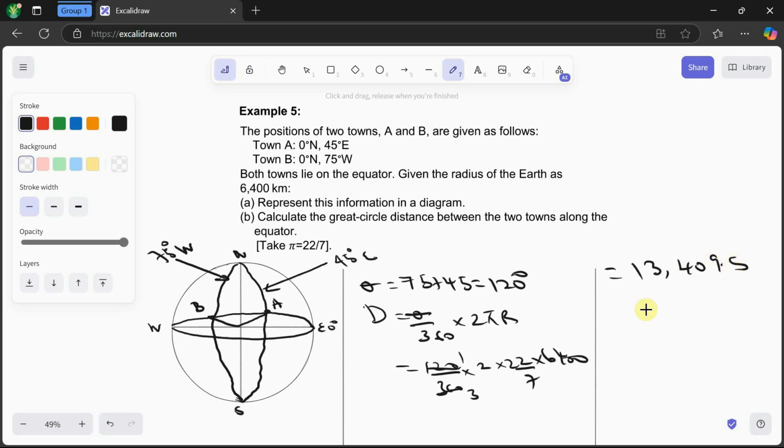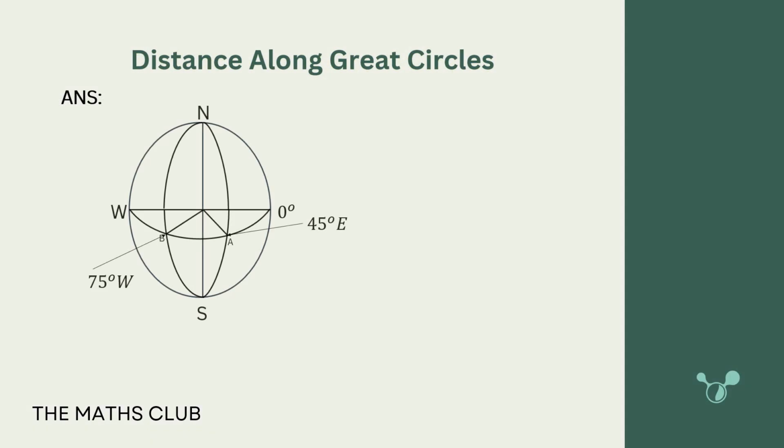13,409.5, which is approximately 13,410 kilometers. This is in kilometers because the radius of the earth is in kilometers. Let's see if our answer is correct. Great. So you can see the representation, how this guy is a bit here and this guy is a bit here. I hope in the theory exams your diagram will be finer than mine.